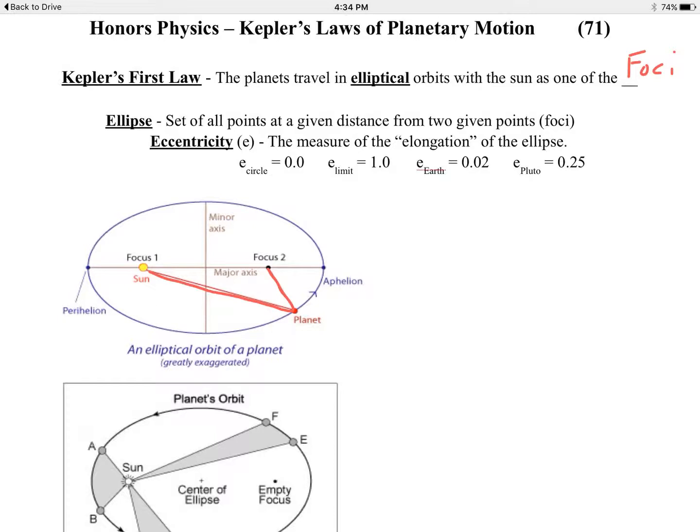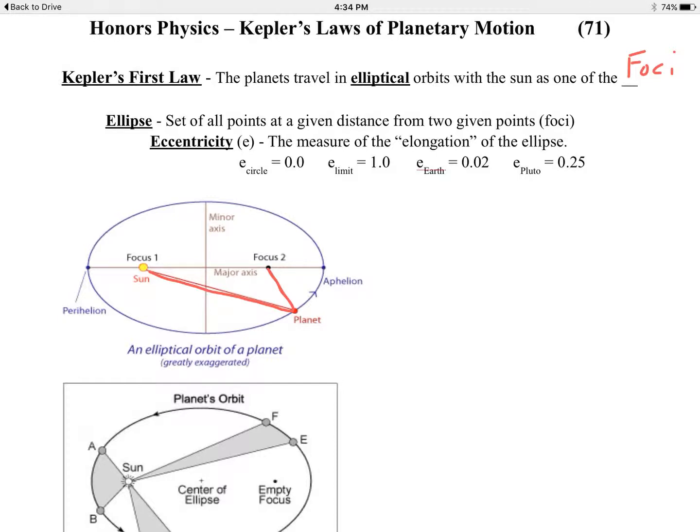The sun is always one of the locations of one of the foci. The other focus is empty space. I'm not going to get into all the definitions of all these things, but the main thing is the planets follow elliptical paths. Most of them are nearly circular. For example, the eccentricity can go from 0.0 to 1.0. The Earth's eccentricity is about 0.02. It's, for all practical purposes, circular. Pluto is quite elliptical. In fact, it's not always the farthest planet from the sun. I still consider it a planet. Neptune is sometimes further out than Pluto.